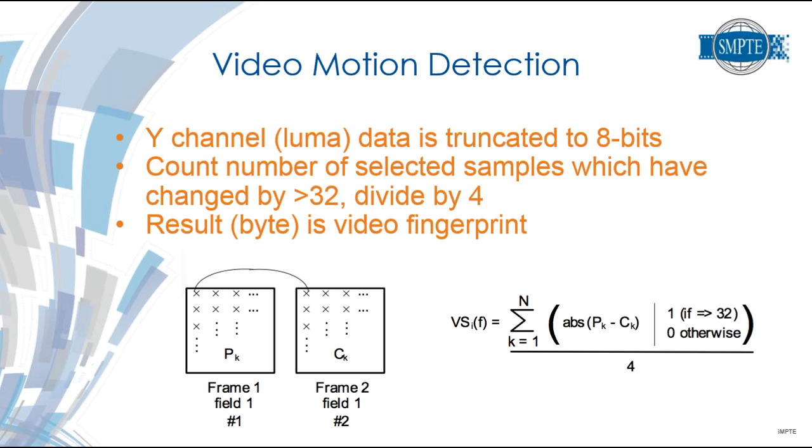We take wide channel only data and we truncate it down to 8 bits. We don't need them all. 8 bits is plenty. And here we count our samples, which have changed by greater than 32. We divide it by 4, and then we get a byte. And that byte is the video fingerprint. So this is the operation of the video fingerprinting algorithm. Every video frame, we generate 1 byte.